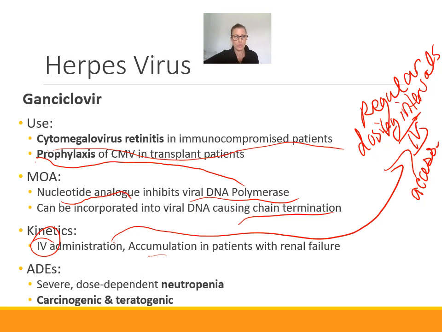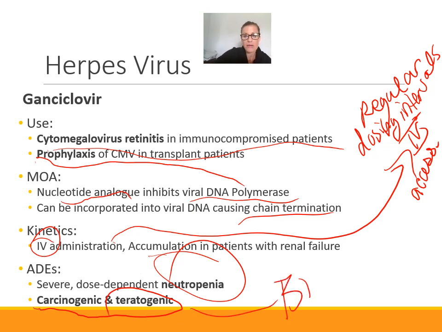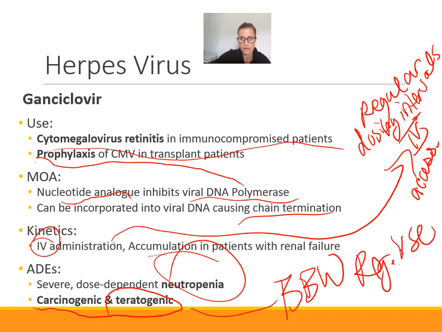Adverse drug effects include a severe dose-dependent neutropenia. So it is important to do regular blood counts. And then it is carcinogenic and teratogenic. There's actually a black box warning regarding use in pregnancy. So it should not be given to pregnant patients, patients who might become pregnant.